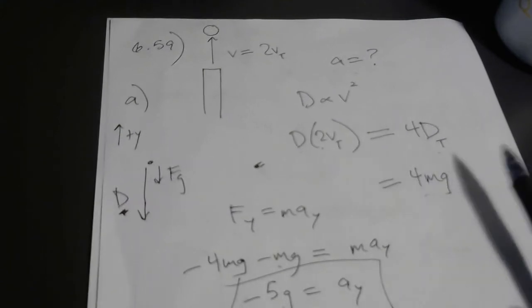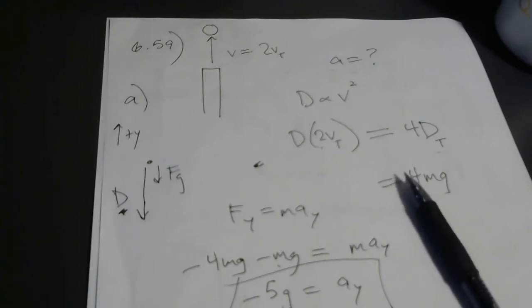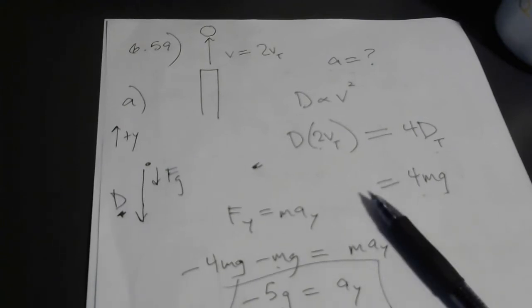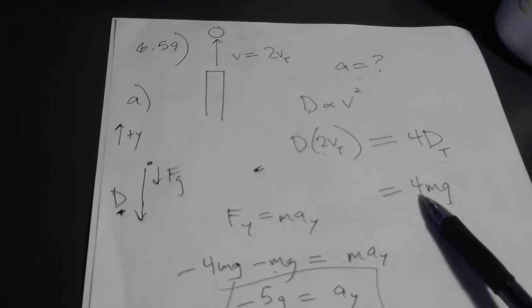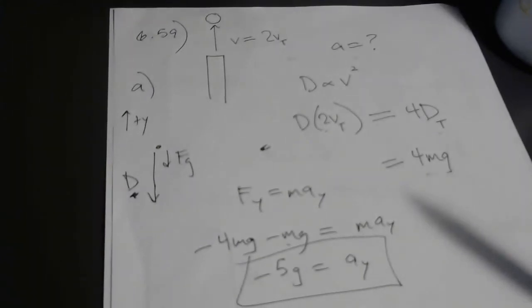What is the drag force at terminal speed? That's one of the basic facts that you just want to memorize. If you're going at terminal speed, the drag force is equal to your weight. That's why you're not speeding up. So in other words, the drag force will be 4 times the weight of the ball when it's going twice as fast as terminal speed.